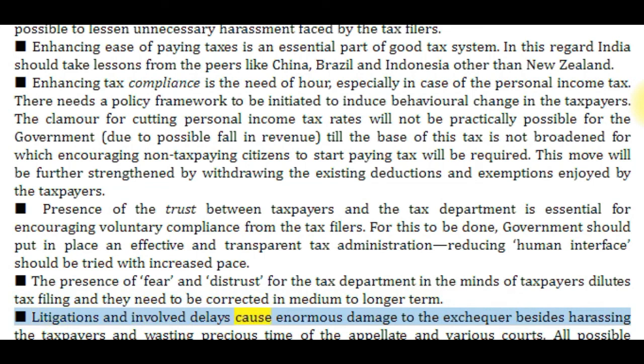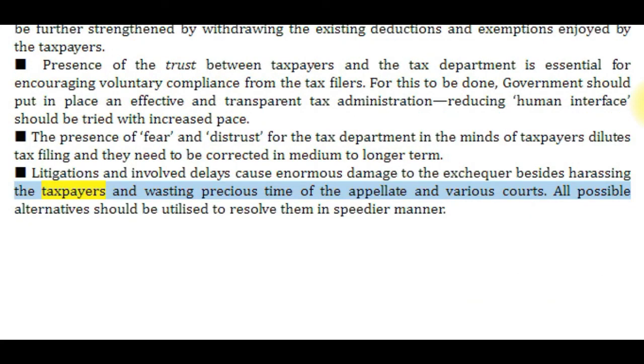Litigations and involved delays cause enormous damage to the exchequer besides harassing the taxpayers and wasting precious time of the appellate and various courts. All possible alternatives should be utilized to resolve them in speedier manner.